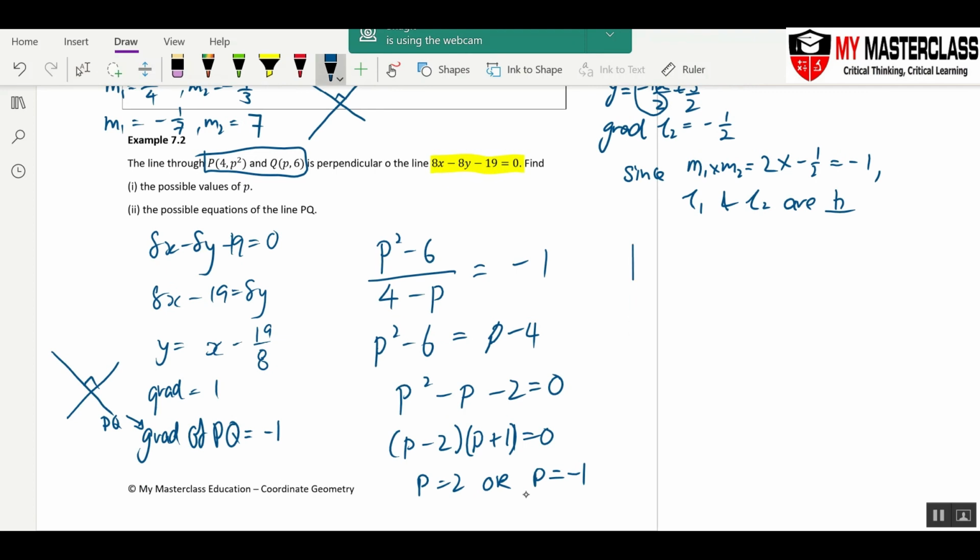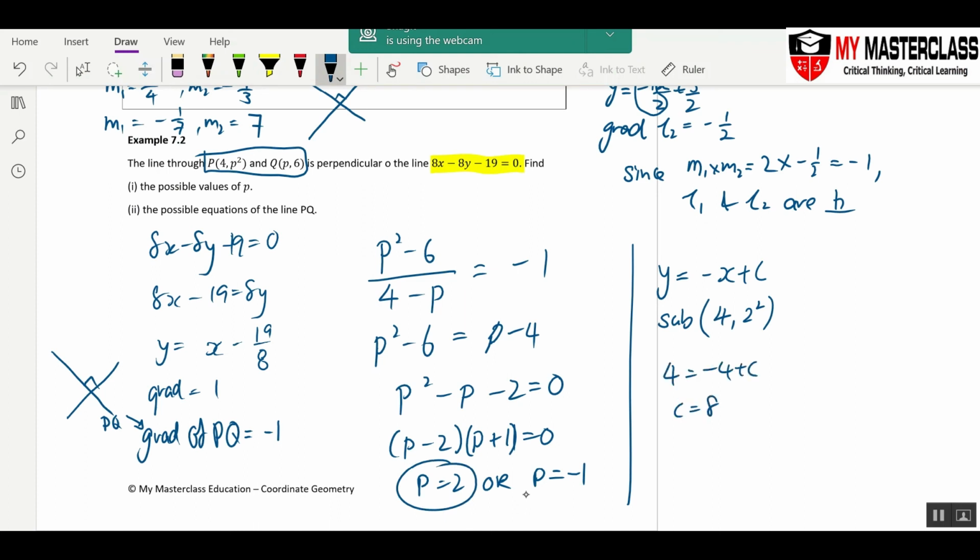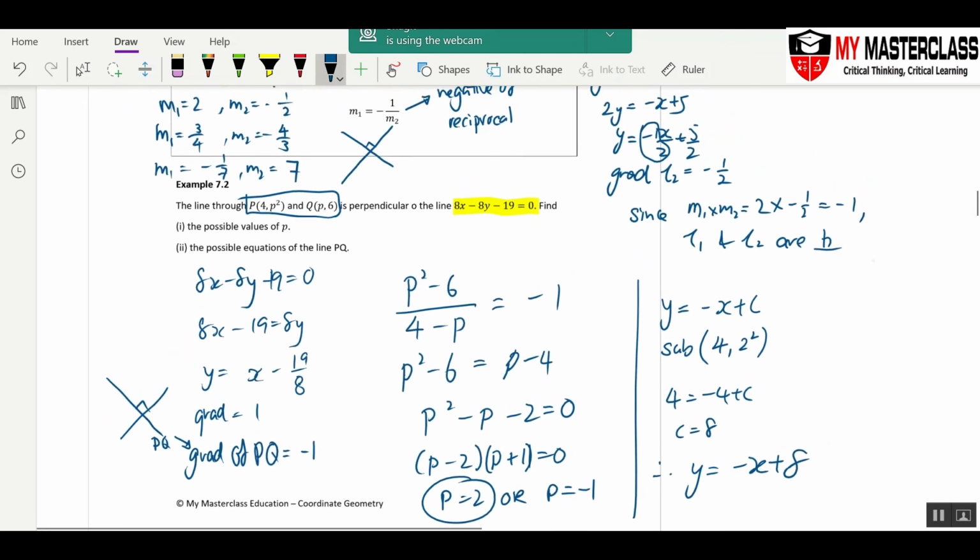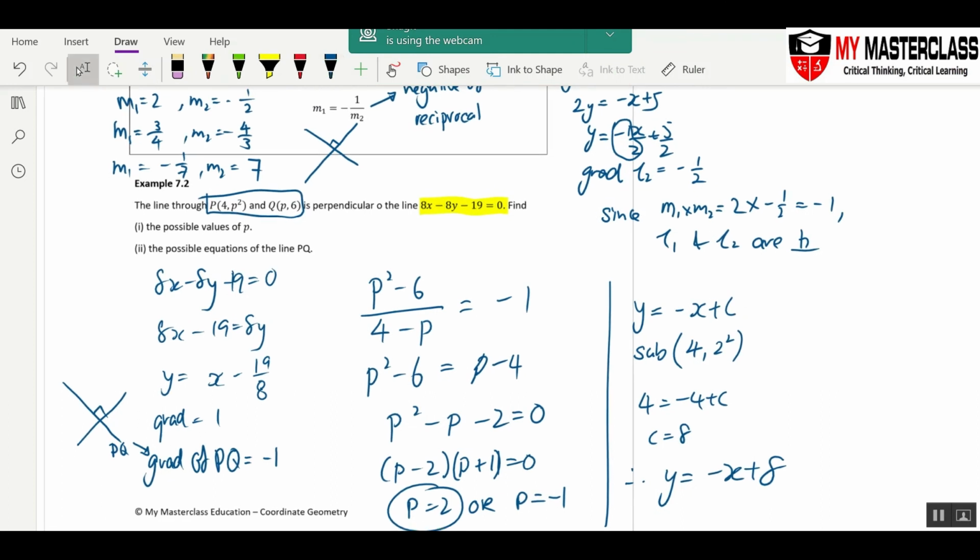I'll just do one for you. So y equals to, the gradient of PQ is -1, so -x plus c. I put in the value, sub in (4, 2 squared), where p is 2. I just sub in one of them. So I will have 4 equals to -4 plus c. C equals to 8. So therefore y equals to -x plus 8. So this is the equation of the line. So the relationship between two lines that are perpendicular is that the gradient is the negative of the reciprocal of the other.